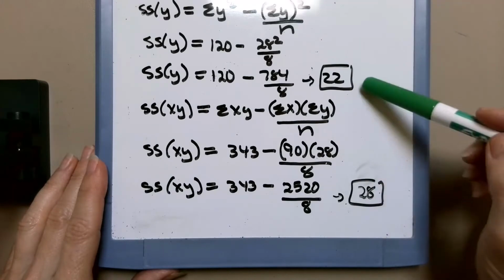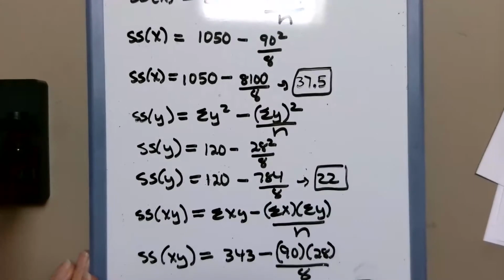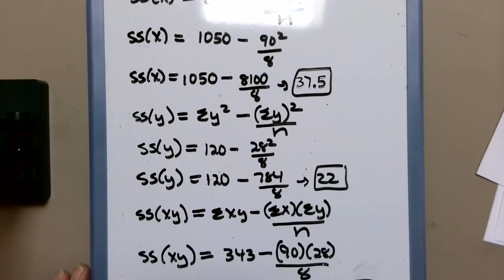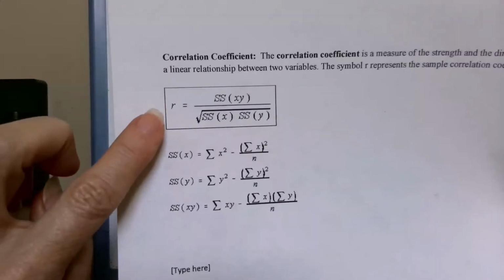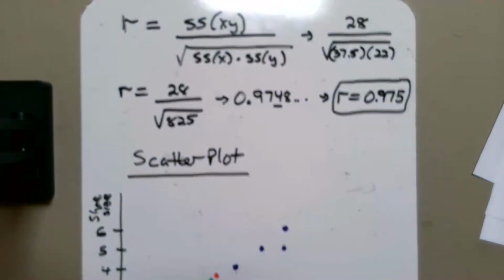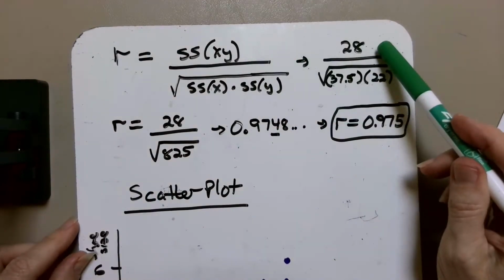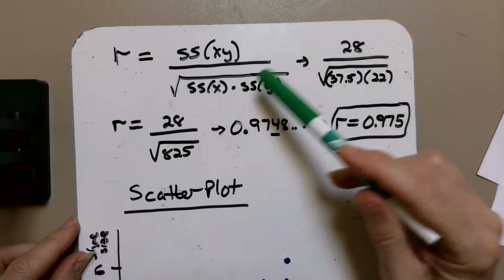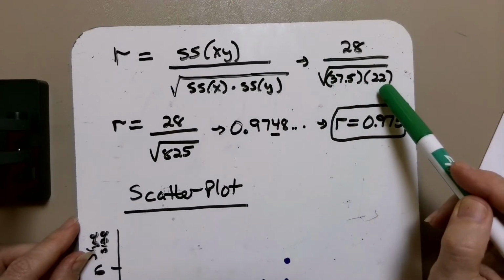So taking those three values for the sum of squares of x, sum of squares of y, and sum of squares of xy, we're going to put that into this formula here for r, again on the formulas page for chapter 9. So doing that calculation, we have the sum of squares of xy, which is 28, divided by the square root of the sum of squares of x, 37.5, times the sum of squares of y, 22.